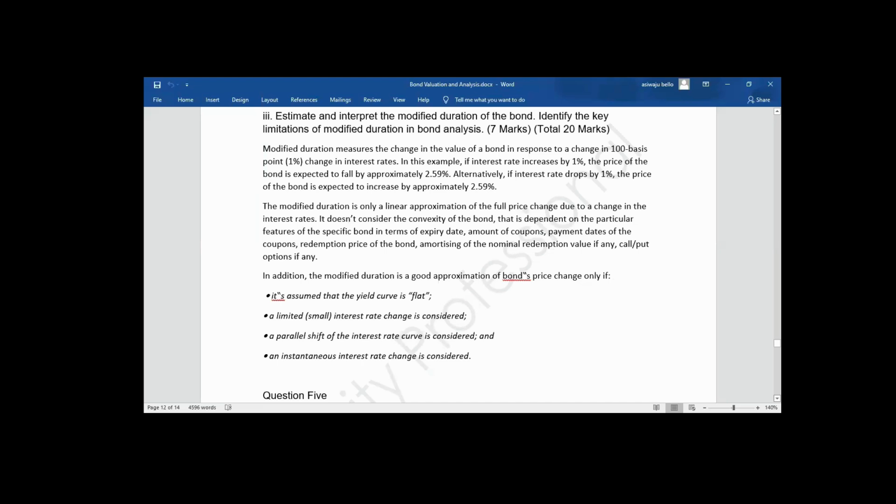We are done with this question. So watch out for modified duration. Watch out for forward rate. Watch out for spot rate. We are done with this question, and by extension, we are done with this topic. If there's no question, I will be checking.